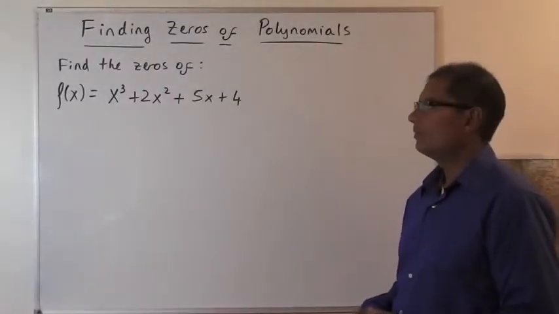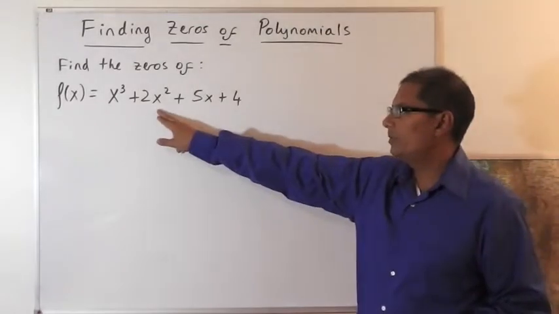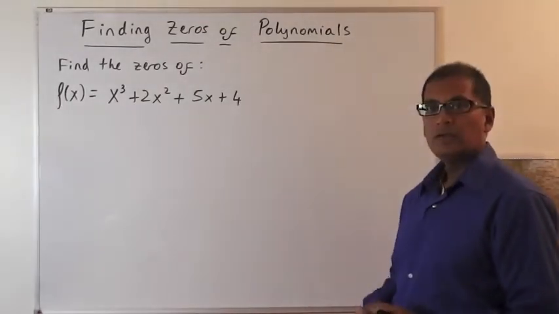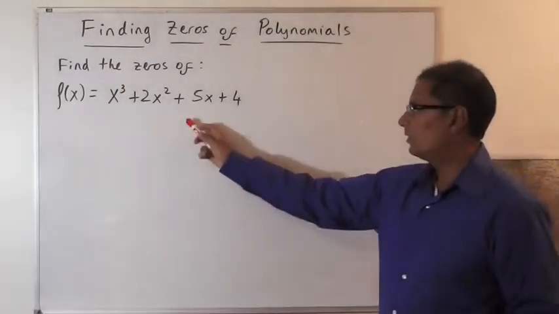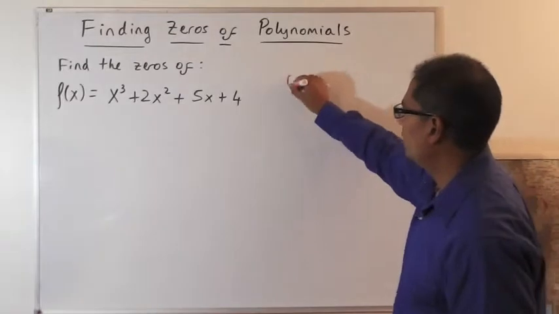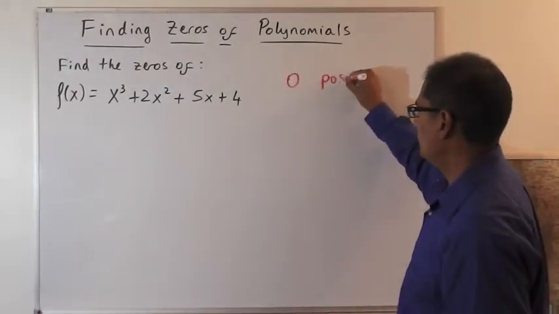So here we want to find the zeros of this polynomial x cubed plus 2x squared plus 5x plus 4. Using Descartes' rule of signs, we see there's no sign change with f of x. So that means there are no positive zeros.